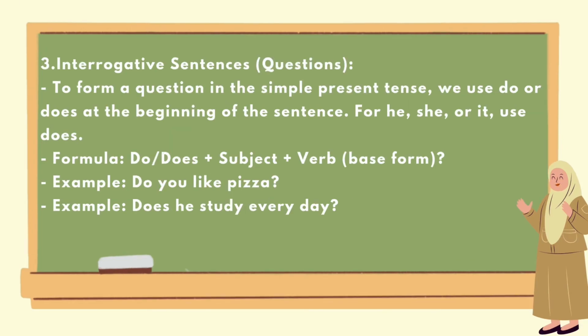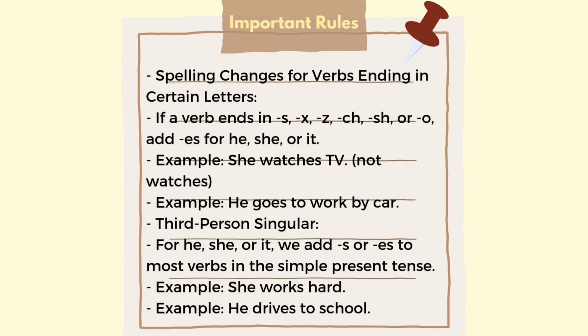And for the interrogative sentence or question, to form a question in the simple present tense, we use do or does at the beginning of the sentence. For he, she, or it, use does. Formula: do or does plus subject plus verb. For example, do you like pizza? And does he study every day?